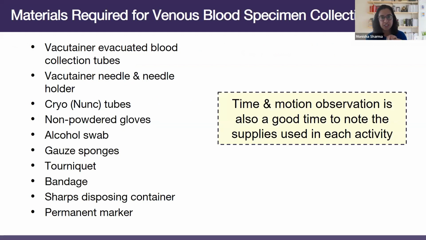So time and motion observation is also a good time, if it's being done as part of a microcosting, to make a note of the supplies used in each activity. Because in addition to the staff time, you really want to know what are the resources that go into each of these activities. As you're watching somebody collect blood for a viral load draw, you could write down everything that the person is using and have a list. And so for each activity, you can say, 5 minutes blood draw, and these are all of the supplies that they're using. That's a good way to get a comprehensive understanding of the resources required for that activity.